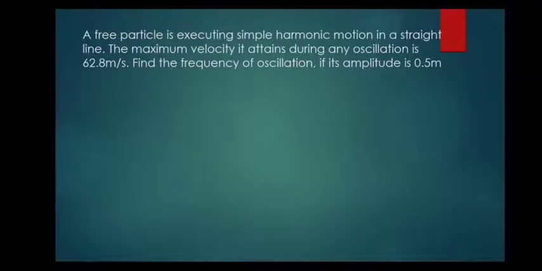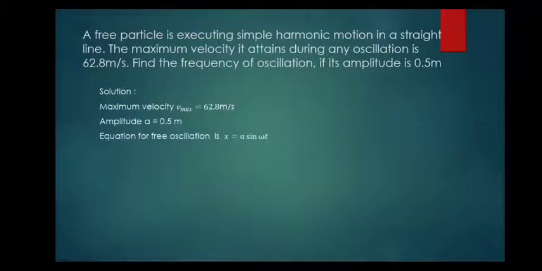Next problem, a free particle is executing simple harmonic motion in a straight line. The maximum velocity it attains during any oscillation is 62.8 meter per second. Find the frequency of oscillation if its amplitude is 0.5 meter. So maximum velocity is given as 62.8 meter per second and the amplitude is given as 0.5 meter.